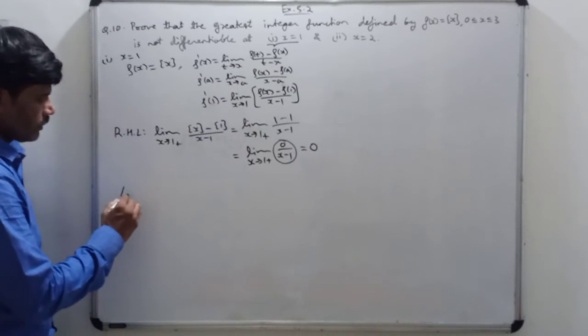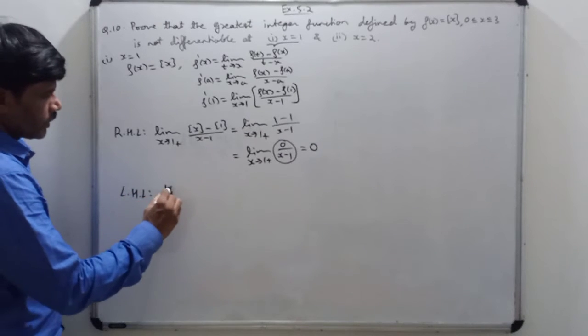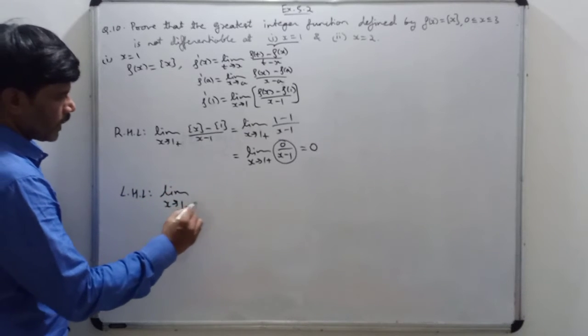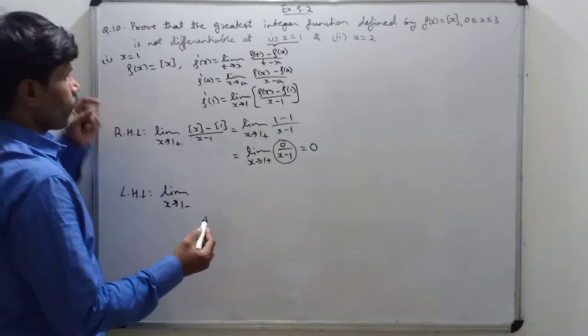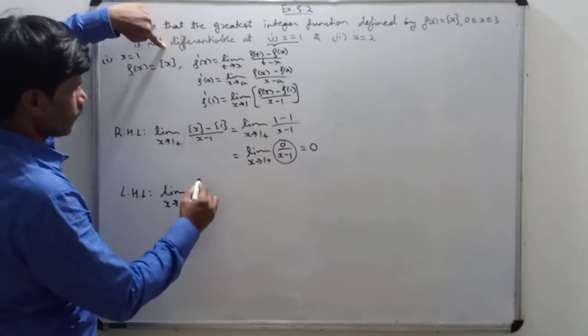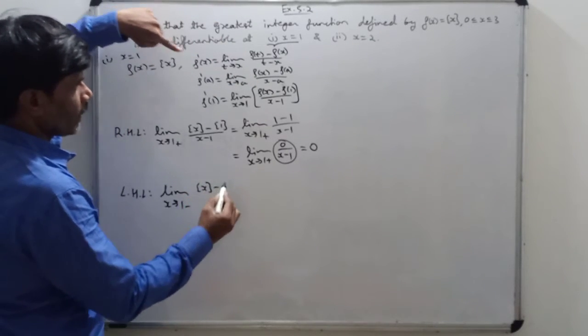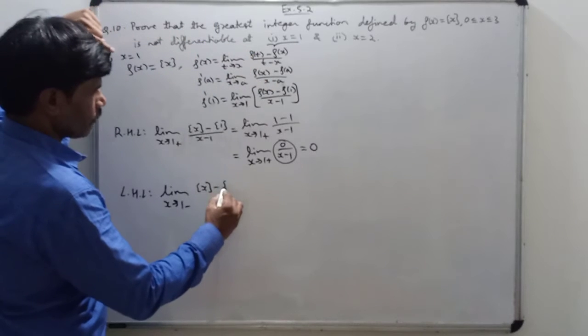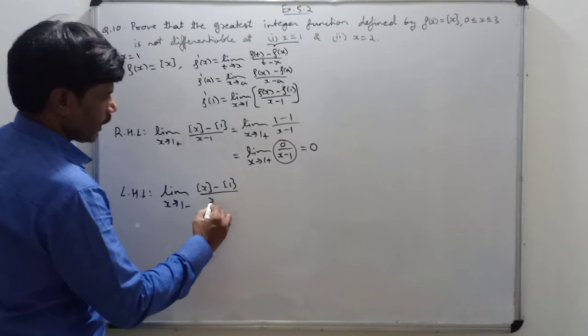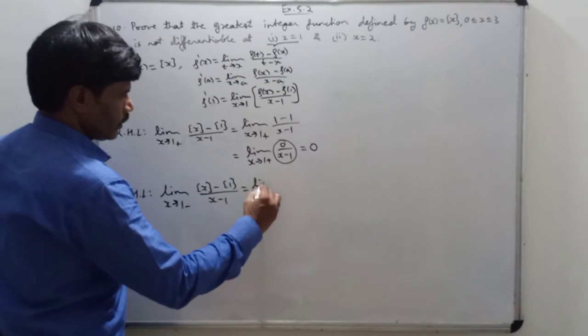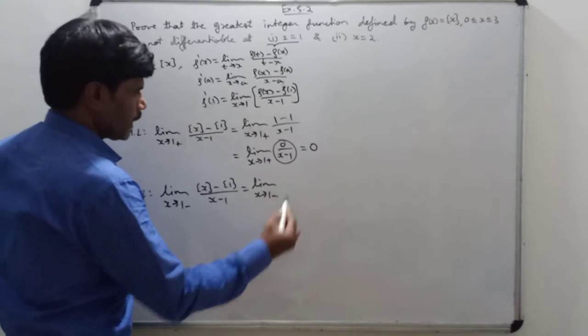Now the left hand limit, limit x tends to 1 minus. What is f(x)? The integral of x minus f(1), which is the integral of 1, upon x - 1, that is equal to limit x tends to 1 minus.